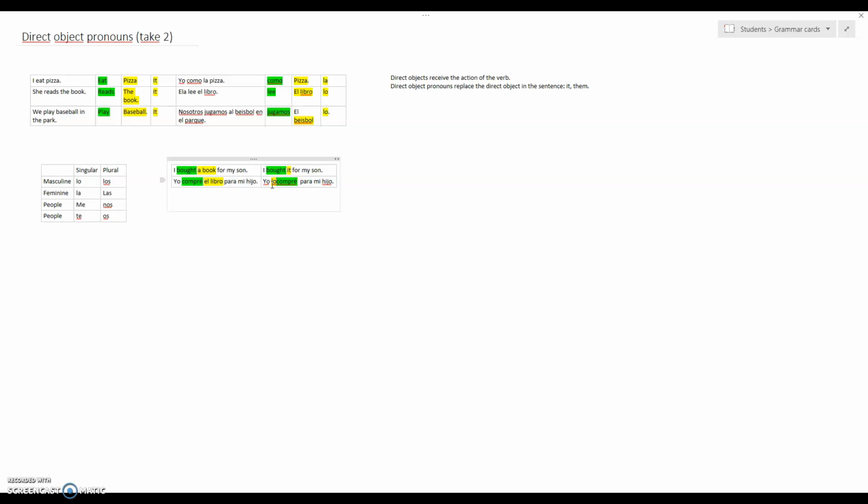So now, say yo lo compré para mi hijo. So again, it's the exact same sentence. From the English one, it sounds to a Spanish speaker just like it sounds to you for an English speaker. I bought it for my son. The only difference is that placement of the direct object pronoun. So that direct object pronoun, because you have a conjugated verb, has to go before the conjugated verb. Yo lo compré para mi hijo.